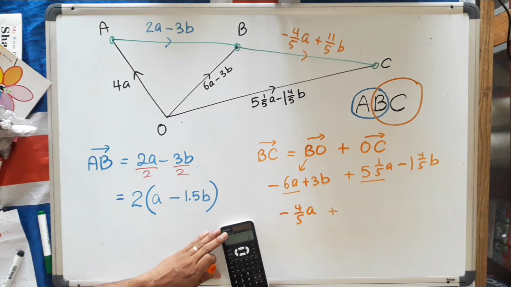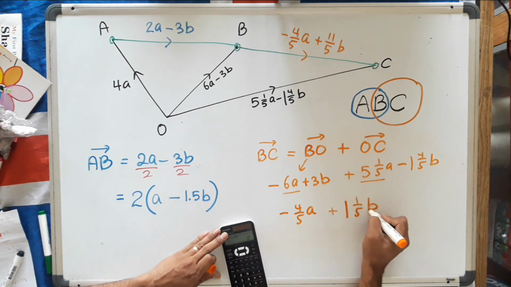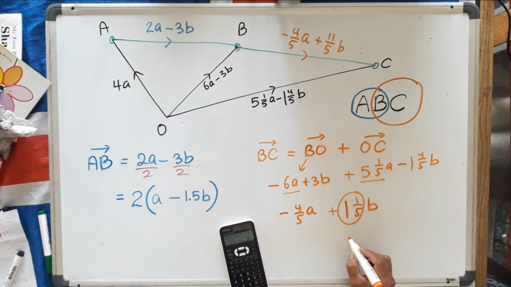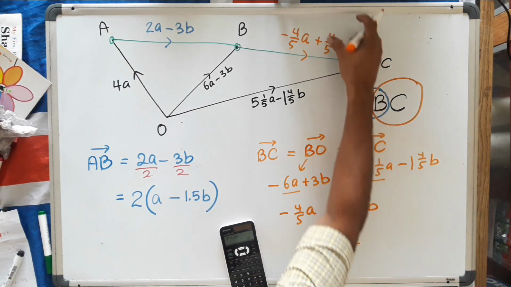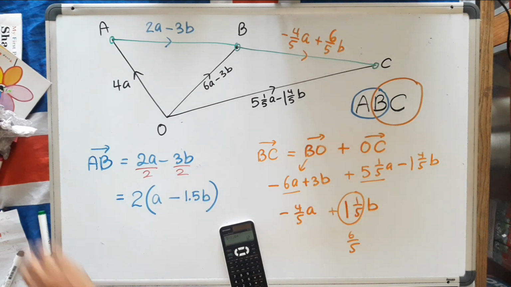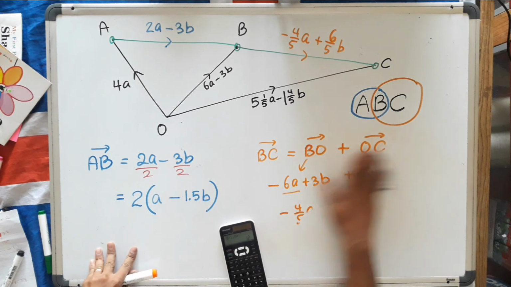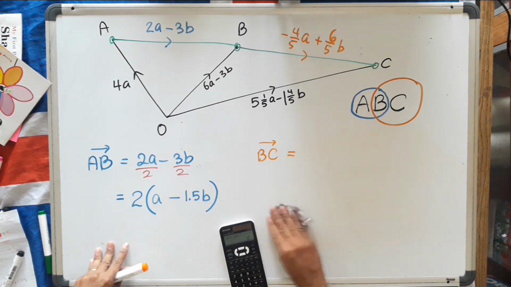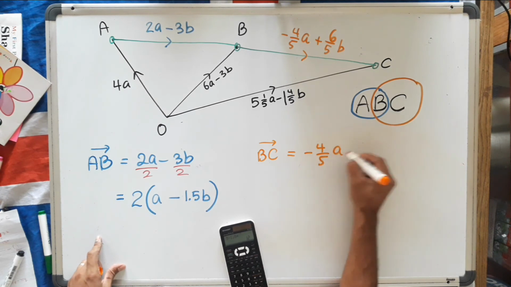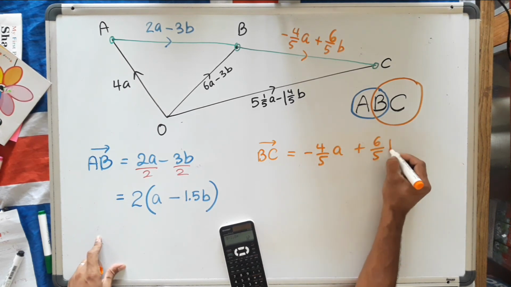minus 1 and 4/5 is 1 and 1/5 B, right? Remember, I don't like mixed fractions, so 1 times 5 is 5 plus 1 is 6. So you get 6 on 5. That's the only change here. You're going to get 6 on 5. Alright. We're back to where we started, where I made a mistake. So, minus 4/5 A plus 6 on 5B.